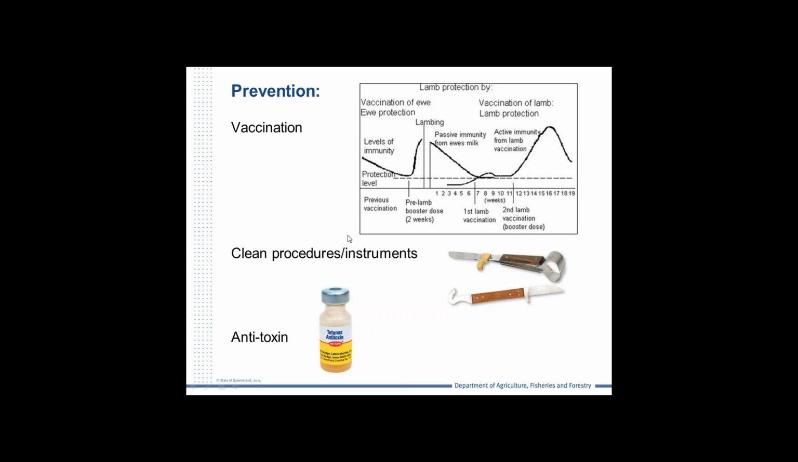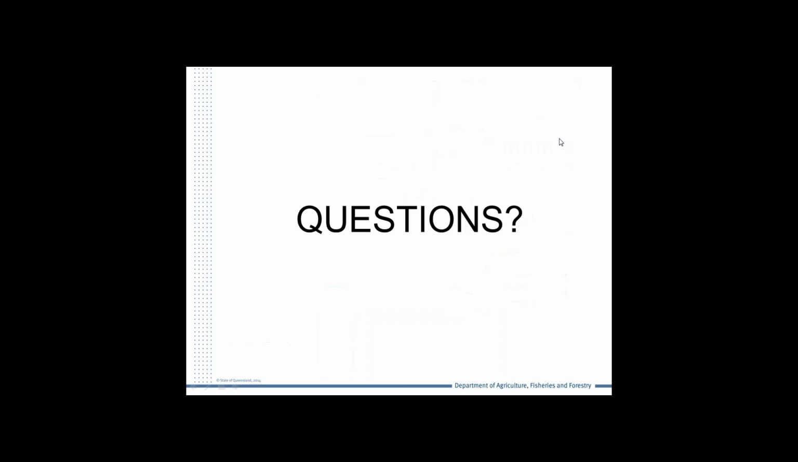And this chart just shows the level of immunity that is received when vaccination is given, and the build-up. Okay, any questions?